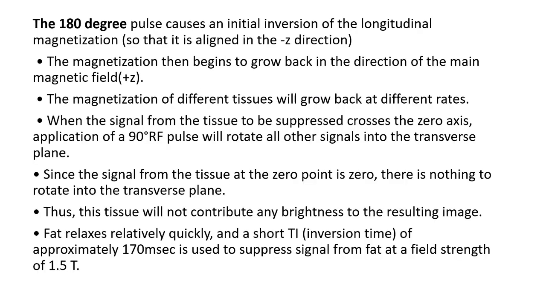So this is just an explanation of what I've done. The 180-degree pulse causes an initial inversion of the longitudinal magnetic field, which is aligned along the minus z direction. The magnetization then begins to grow back in the main magnetic field, that is the plus z direction. The magnetization of different tissues will grow back at different rates, which is inherent to the nuclei. When the signal from the tissue to be suppressed crosses the zero axis, application of a 90-degree RF pulse will rotate all other signals to the transverse plane except the one which is being suppressed. Since the signal from the tissue at the zero point is zero, there is nothing to rotate in the transverse plane. Thus this tissue will not contribute to any brightness in the resulting image.